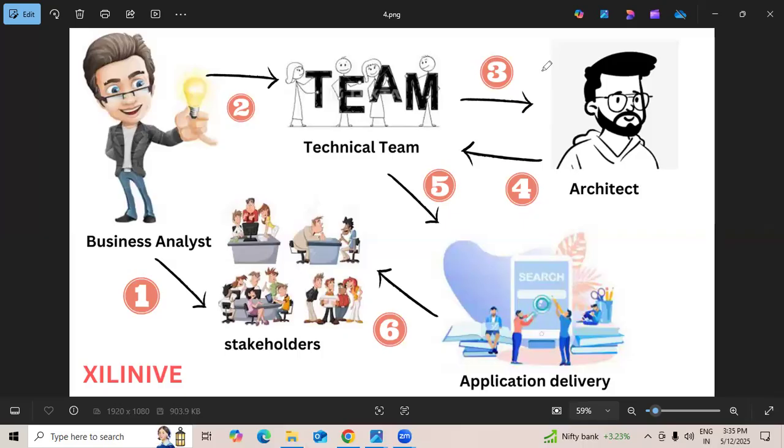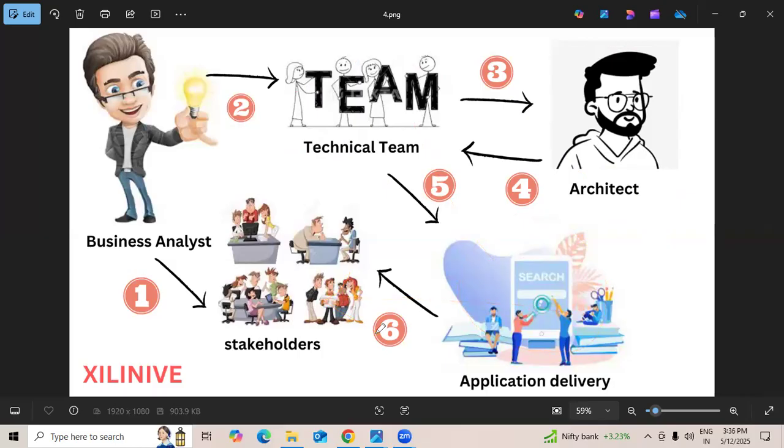Now, let's say a cloud-based point of sale system will be developed. How should this be developed? What should be the technical roadmap for the project? Who will be designing that? Architects will do that. Once the architects are done, this architecture will be given to the technical team. The technical team will develop the application. Finally, this application will be delivered to the stakeholders.